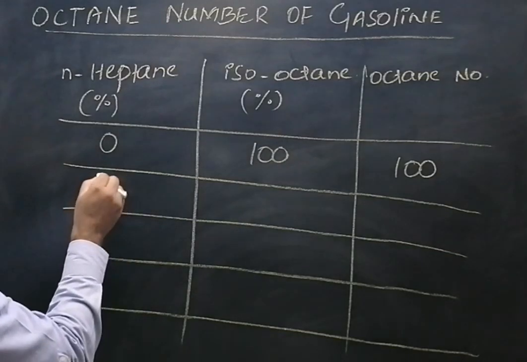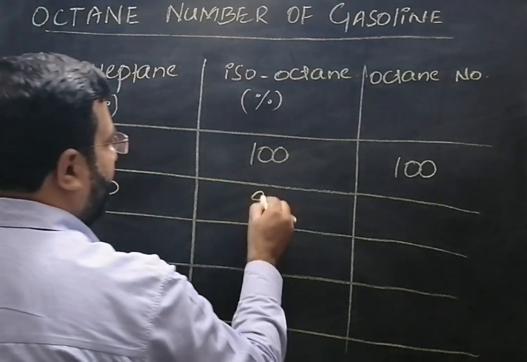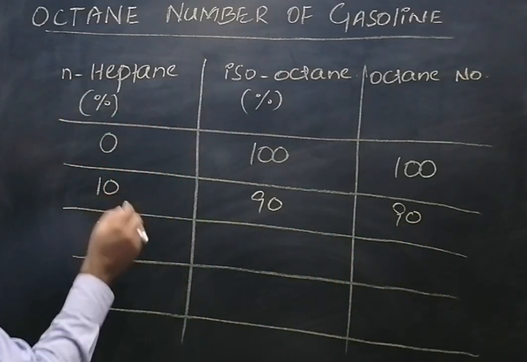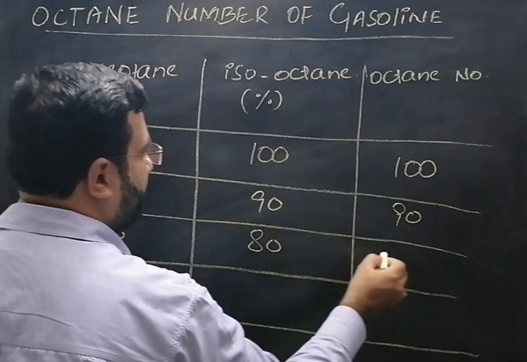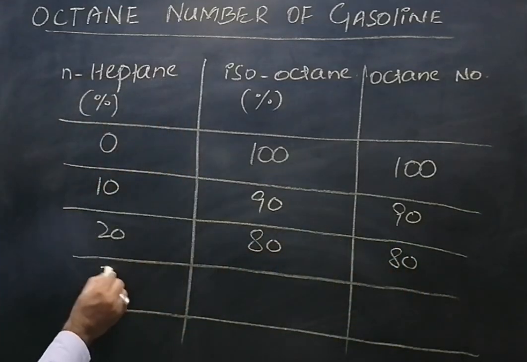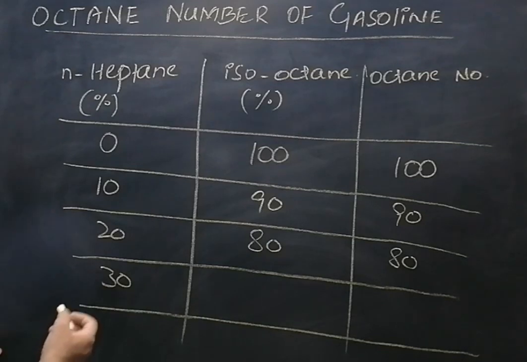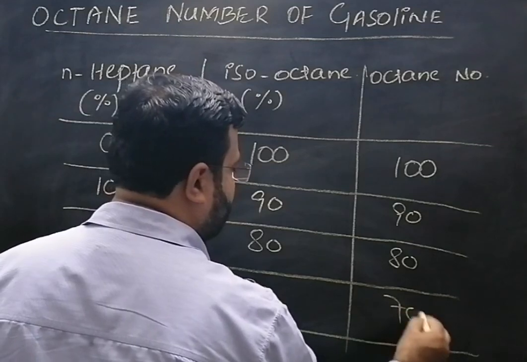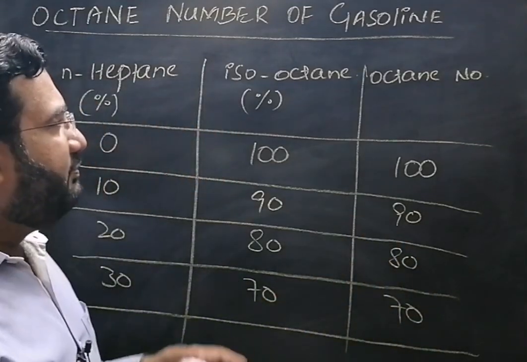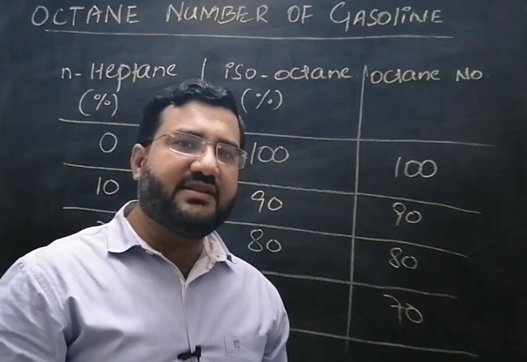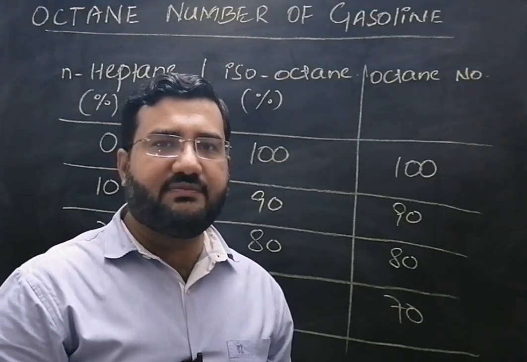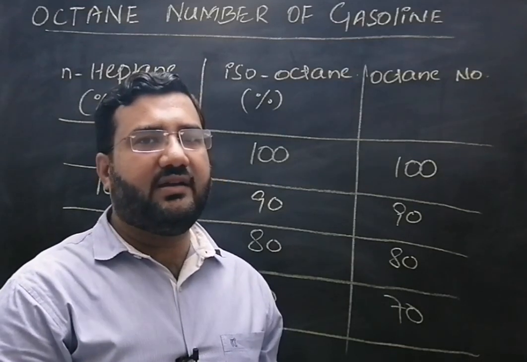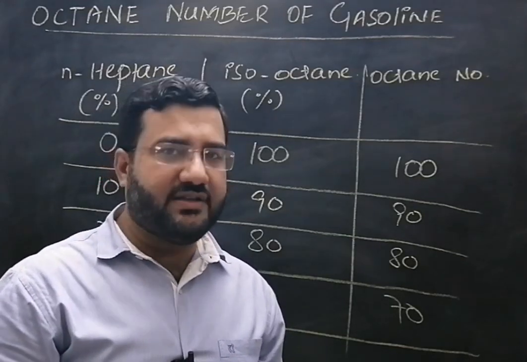And if we prepare a reference fuel having 10% normal heptane and 90% isooctane, its octane number will be 90. Similarly, 20% normal heptane and 80% isooctane, its octane number will be 80. If we have prepared a fuel with a composition of 30% normal heptane and 70% isooctane, its octane number will be 70, and so on. So basically, octane number is the percentage of isooctane, and this percentage is by volume. So it is basically the percentage of isooctane in the reference fuel, which is a mixture of isooctane and normal heptane.